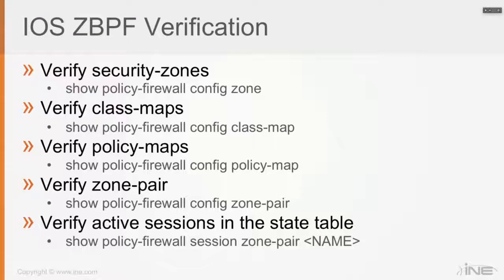So you're going to say in there, show policy firewall sessions, but only from the zone pair and the name of the pair, which is going to be, I don't know, traffic from inside zone to outside zone.